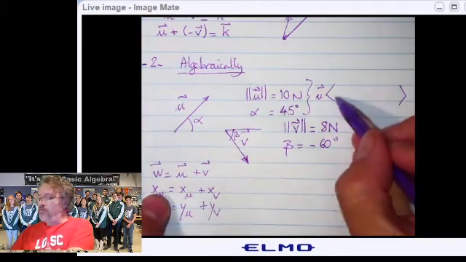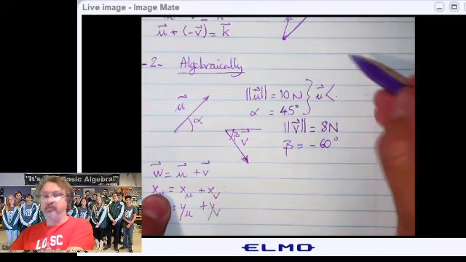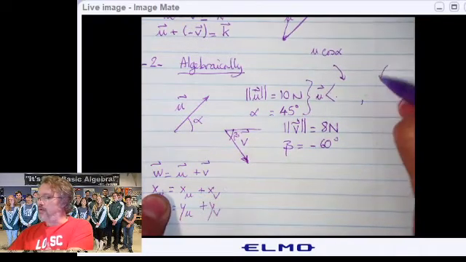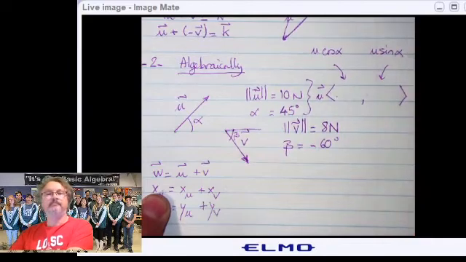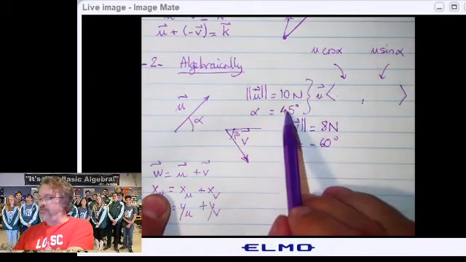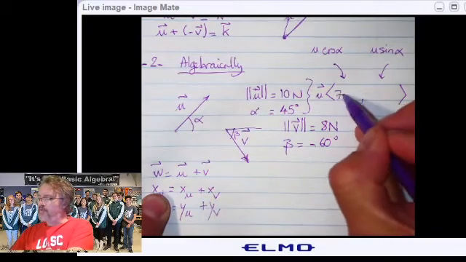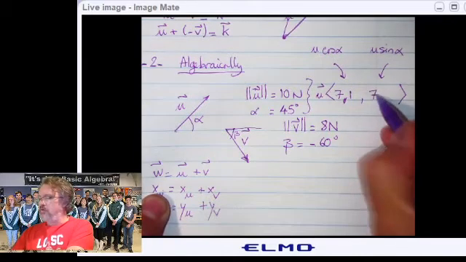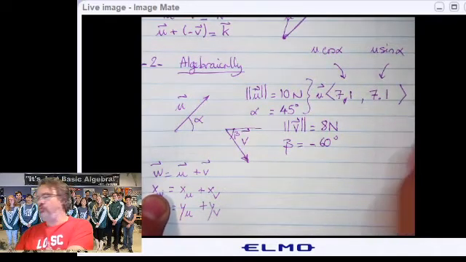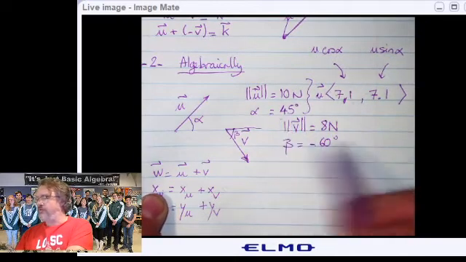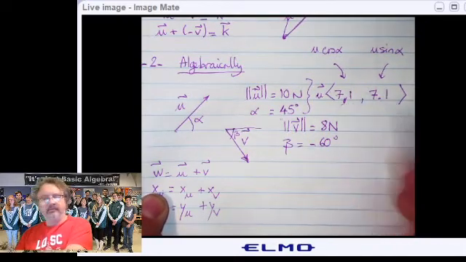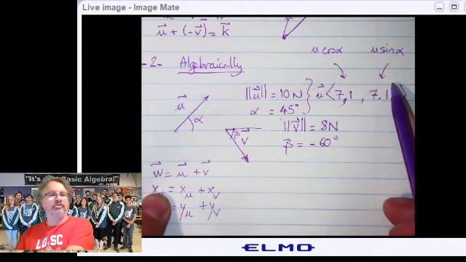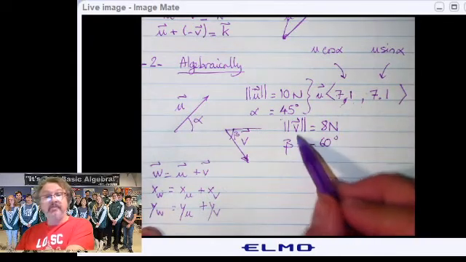If you recall, the components of the vector u are going to be right here, u times cosine alpha, and right here, u times sine alpha. So 10 times cosine 45 should be about 7.1 newtons, and right here should be 7.1 newtons as well. Use a calculator if you want. 10 times cosine 45. I rounded it up right here, but the point is to illustrate the approach. Okay? Let's do the same thing for the vector v.